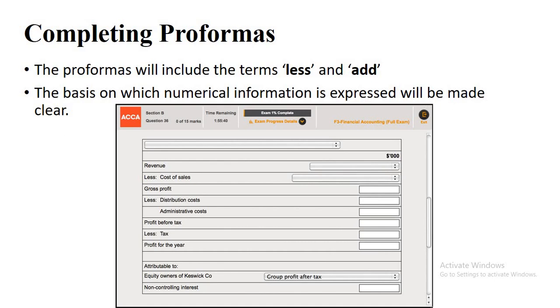Less and add means you are not required to show any minus figure in the number entry boxes, and the basis on which numerical information is expressed will be made clear. Make sure you have noted the terms in which the information is expressed. You must note this information. For example, in the given example, we have a dollar sign with up to 3 numbers. This means that if you have to write $500, then put only 500.